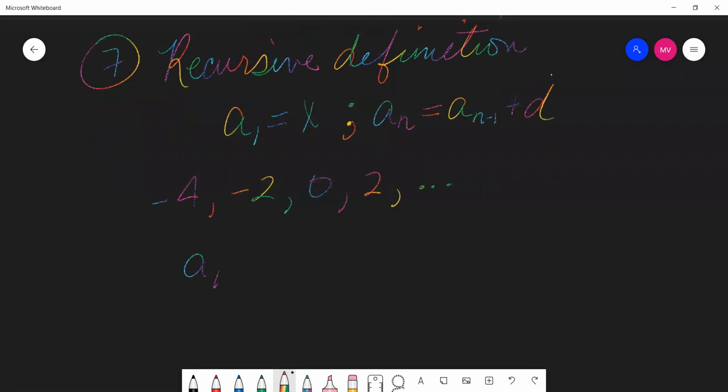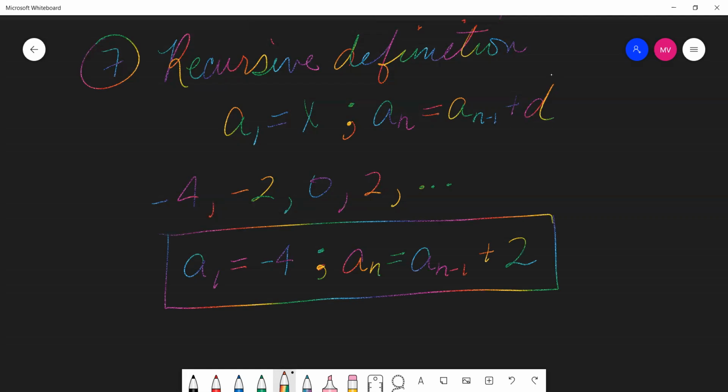So A1 equals what? -4. So we're giving our starting point. And then AN, so the term in position N, we don't know which position, we're just writing the formula, equals what? Well, in this, let's see. How do they put it? Yep. AN minus 1 plus what? 2. And that's it.